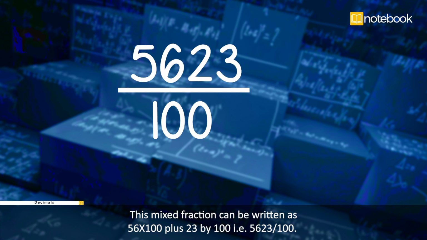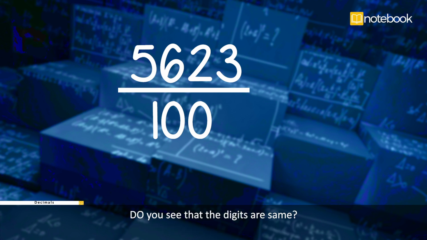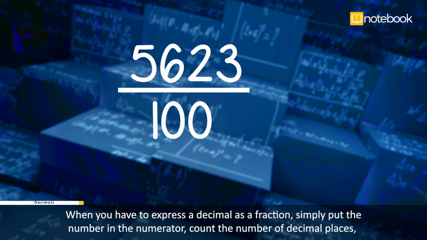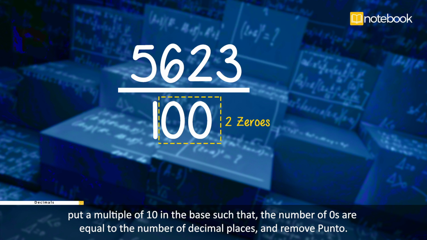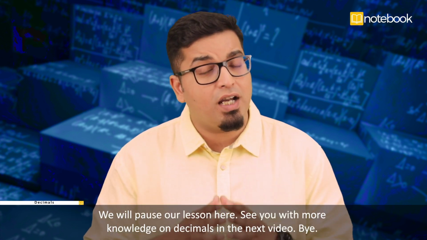That is 5623 over 100. Do you see that the digits are the same? We have only removed punto and put the base as 100. When you have to express a decimal as a fraction, simply put the number in the numerator, count the number of decimal places, and put a multiple of 10 in the base such that the number of zeros is equal to the number of decimal places. And remove punto.